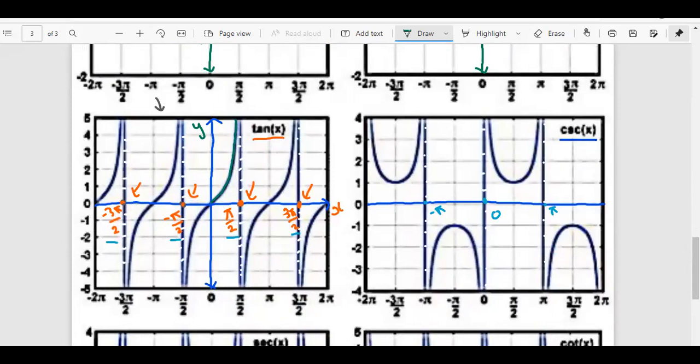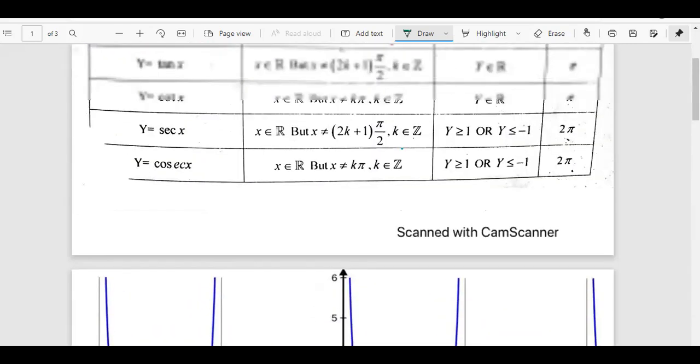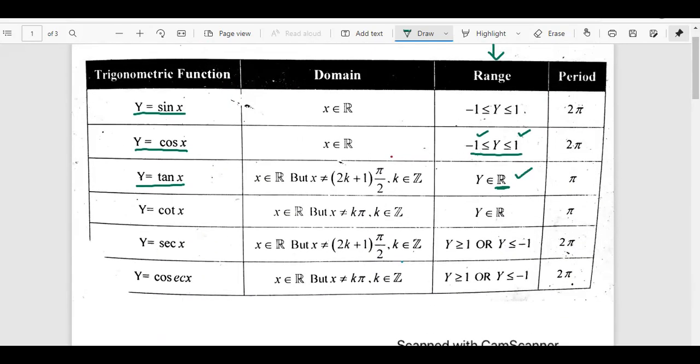That is why they are saying that the range of tan x is y belonging to the set of real numbers. We have all the numbers on the y-axis. Here we do not have any minimum or maximum. If you look at all these curved lines, they are going on continuously, right? All of these lines are the same. They're going down continuously. They're going up continuously. So we have all the real numbers. That is why we have defined the range to be this.